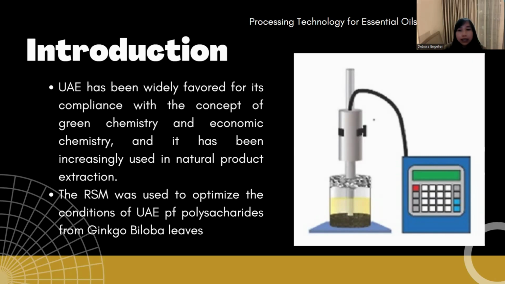And in view of this, RSM was used to optimize the conditions of ultrasound-assisted extraction of polysaccharides from ginkgo biloba leaves. RSM is a statistical method to find the optimal process parameters and solve multivariate problems through the analysis of a regression equation, which is commonly used in the design of natural product extraction experiments. These schemes are used to solve the problems of low efficiency and long time consumption of polysaccharide extraction.